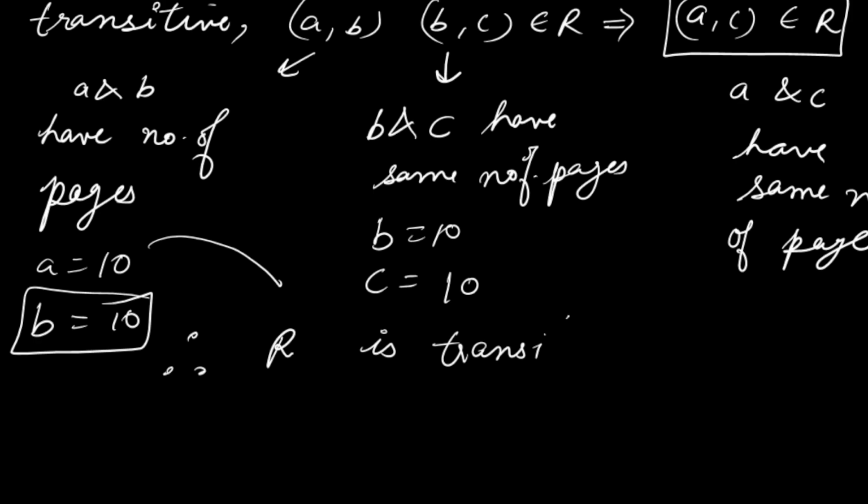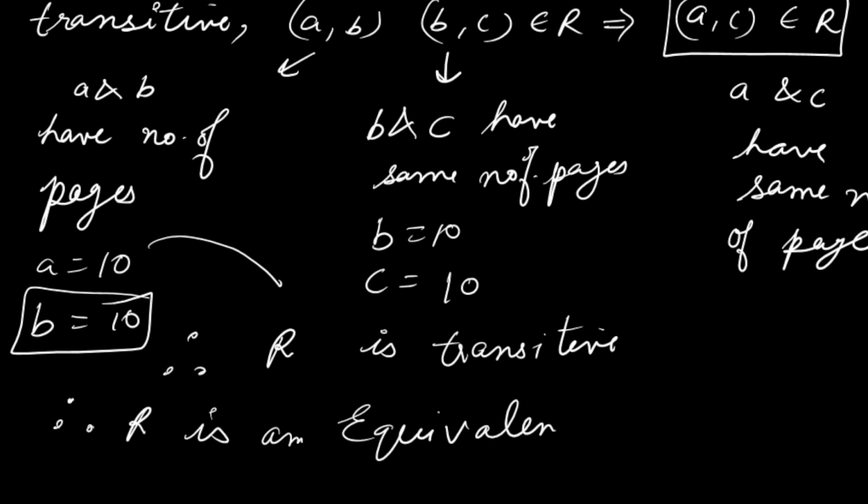So now we have seen this relation R is reflexive, symmetric and transitive. So we can conclude therefore relation R is an equivalence relation, because the relation which is reflexive, symmetric and transitive, that relation is known as an equivalence relation.